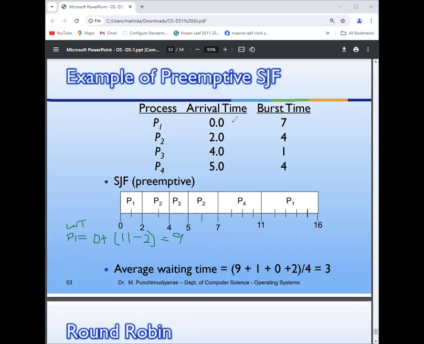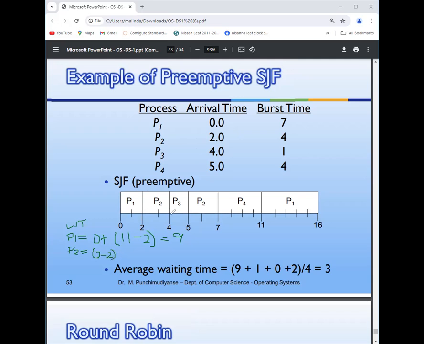Clear, sir. Right. Then P2. We'll take P2. We do one by one, simple as that. P2 comes to the queue at time equals 2. As soon as it comes to the queue, it gets the CPU time. So the initial waiting time is 2 minus 2, so it's 0.